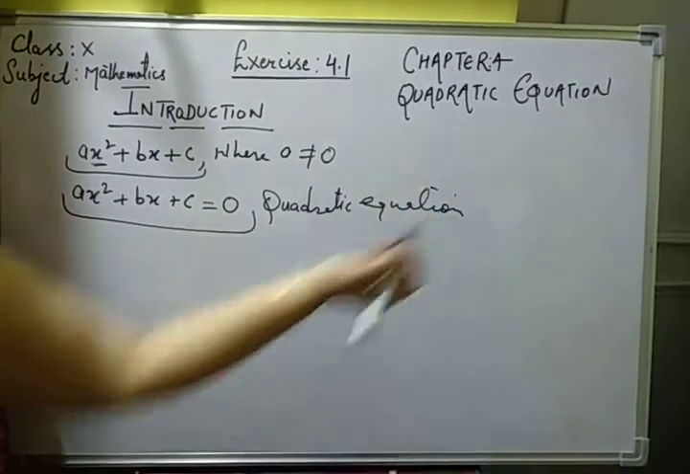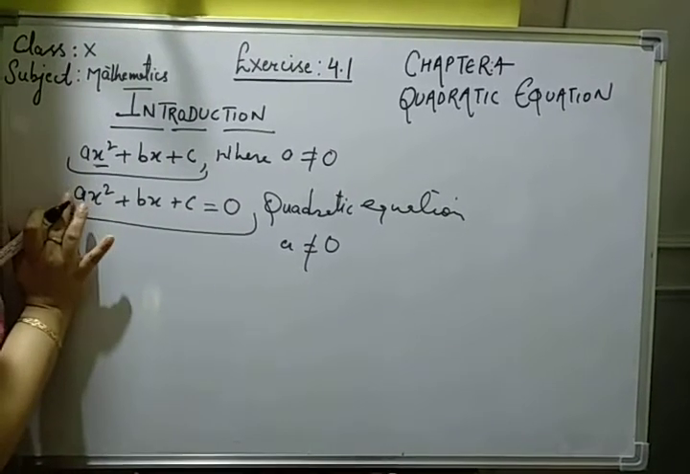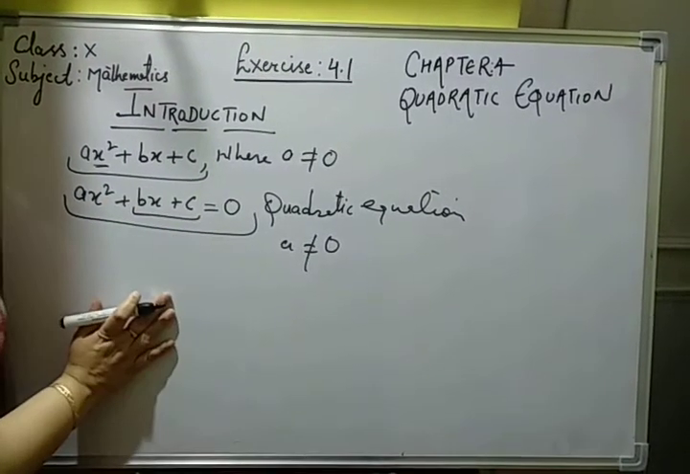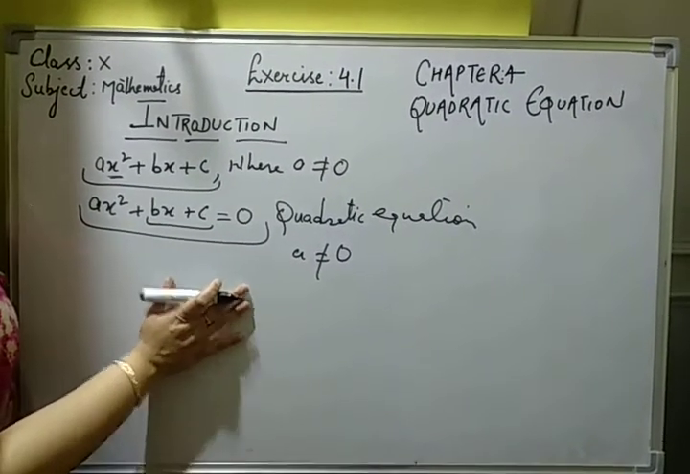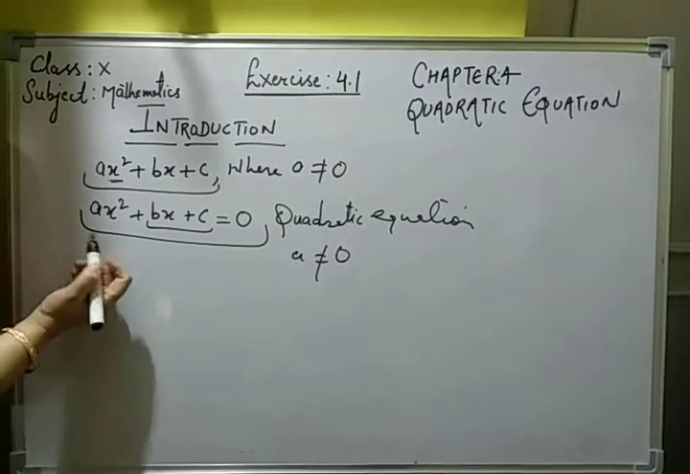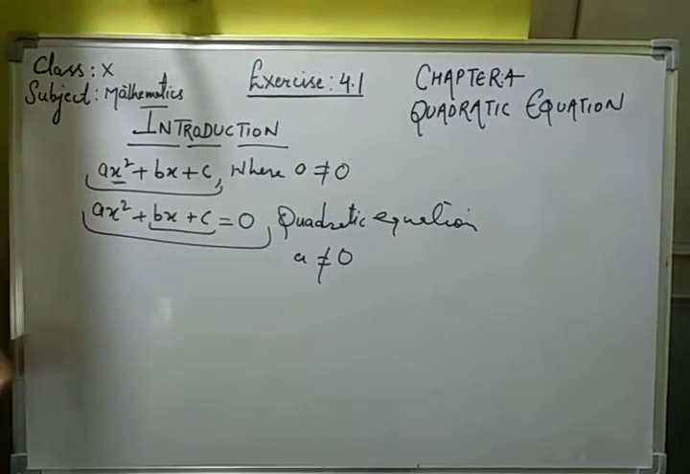And obviously in a quadratic equation a must not be equal to 0, because if a is equal to 0, then this will become a linear equation. But we are talking about a quadratic equation. So the general form of a quadratic equation is ax square plus bx plus c is equal to 0.